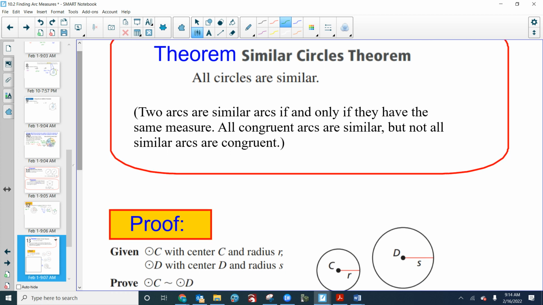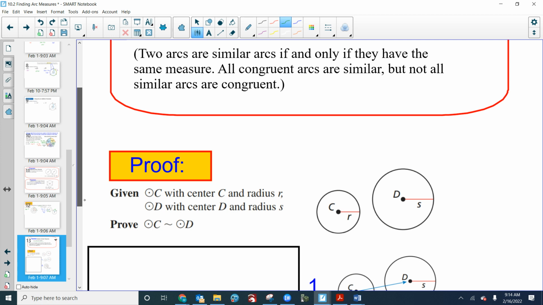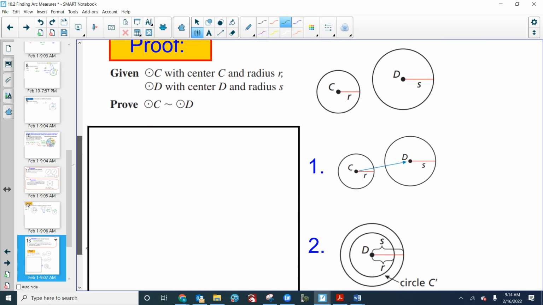All right, this will be our last slide for today, and it does have a proof. It's not that bad. Okay. All circles are similar. Well, that's kind of obvious, right? They're all the same shape, but they're not all necessarily the same size. So here's the idea, and I'm just going to have to lead you to this concept.